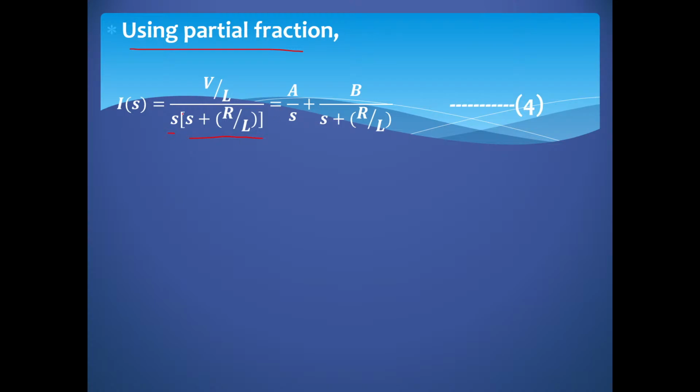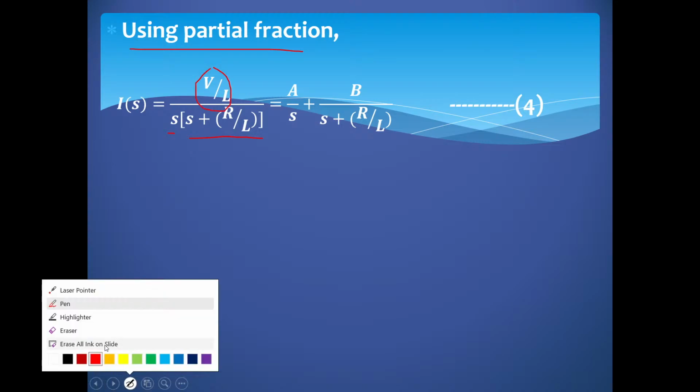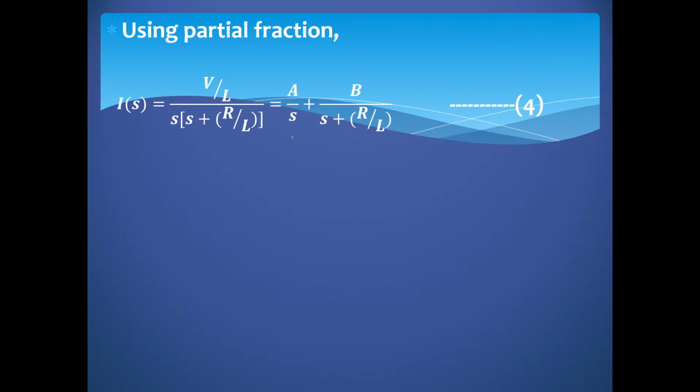Since two terms are there, you just write A by S plus B by S plus R by L. Of course, there is a numerator, but just leave it. So you have the knowledge of partial fractions. It's good, and then it will be easy for you to solve the numerical problem. So I of S is equal to A by S plus B by S plus R by L.